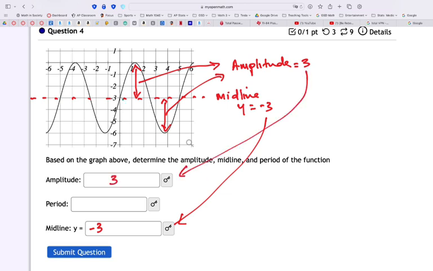Then we need to look at the period. Period is in degrees or radians. In this case, if you look at the x-axis, it's in radians, not in degrees. So we need to look at the period, which is the amount of radians it takes to finish one complete cycle. So it's from the original point, starting all the way to the point 5. So here the period is 5. So we put the 5 here.